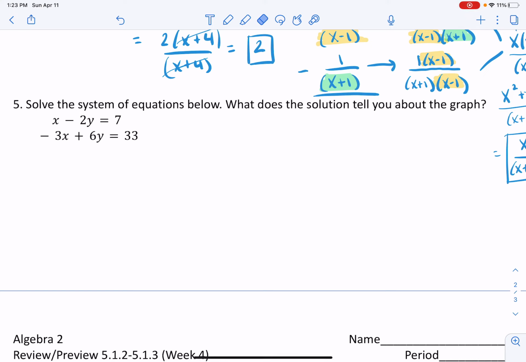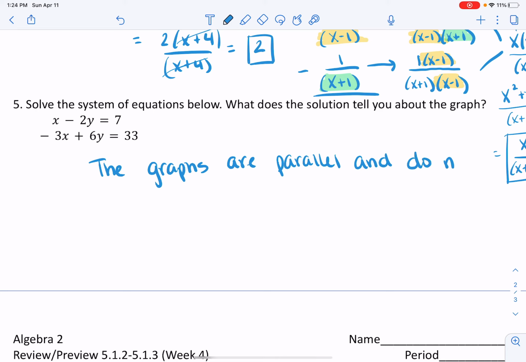So I'm going to go ahead and go back to my document here. And it says the graphs are parallel and do not intersect. The system has no solutions.